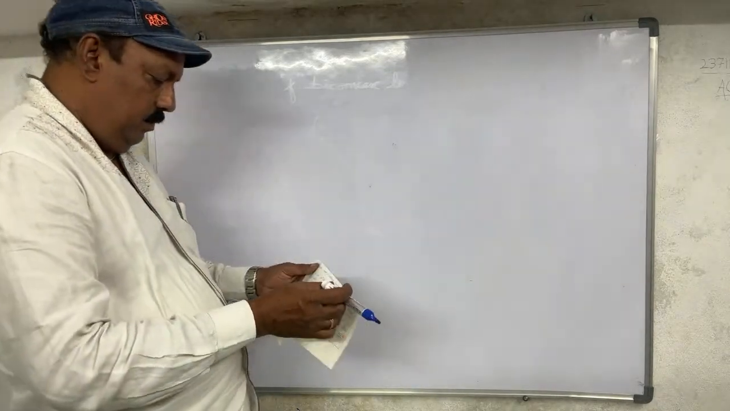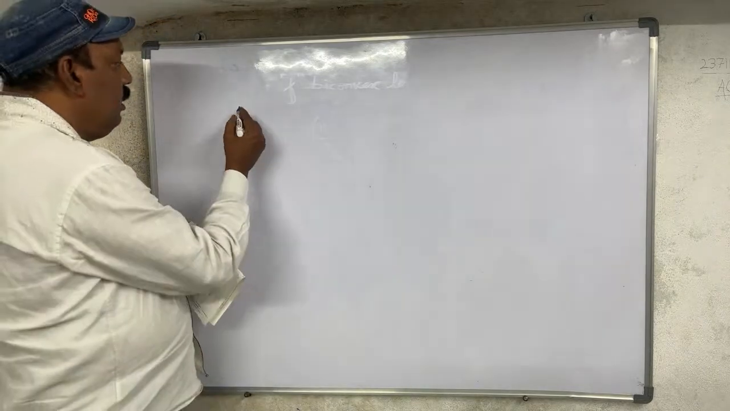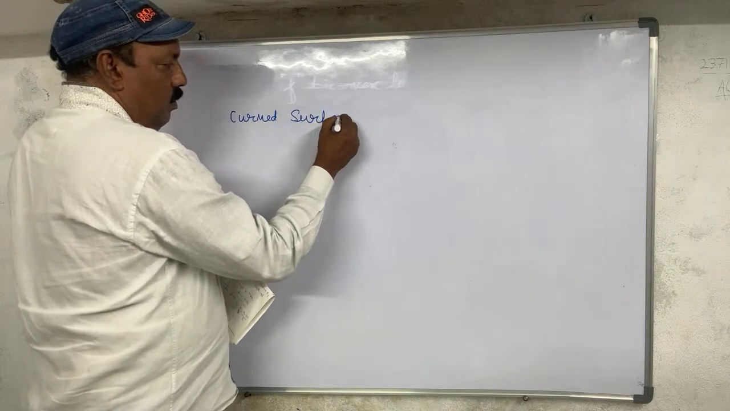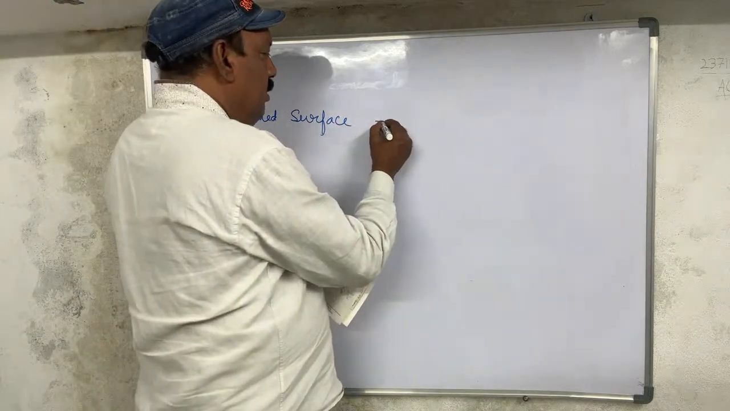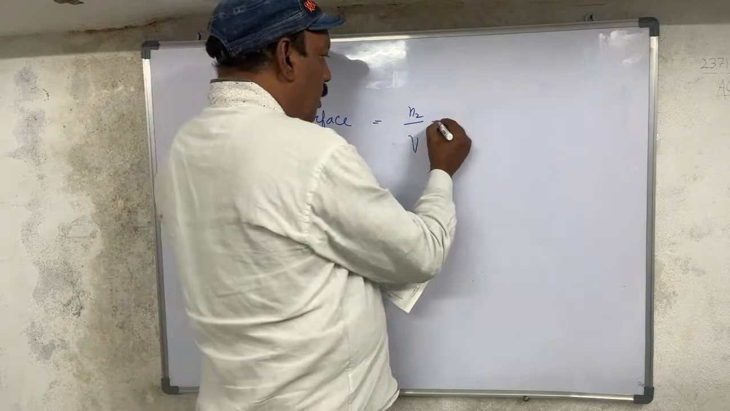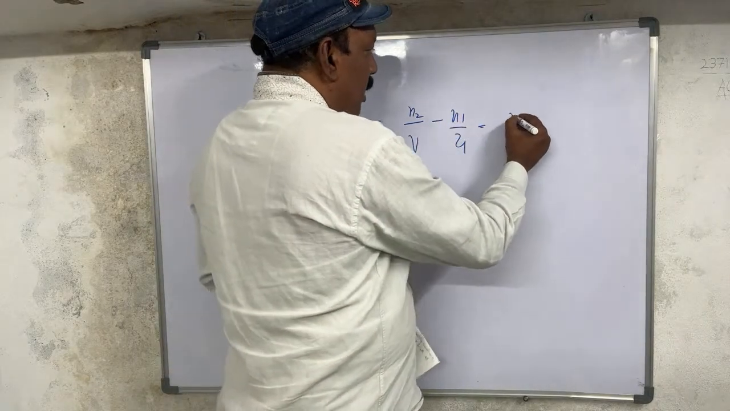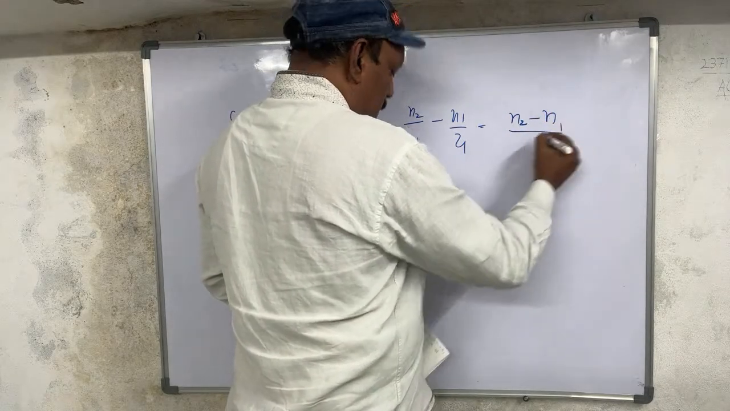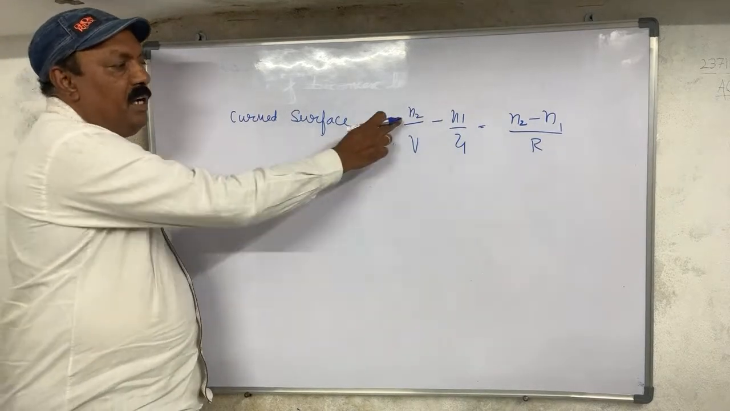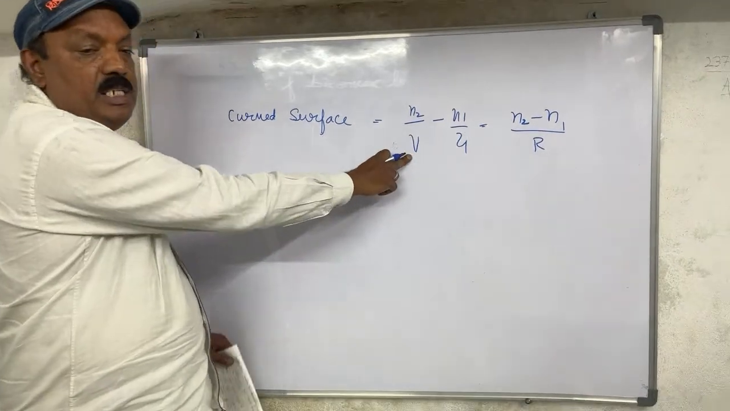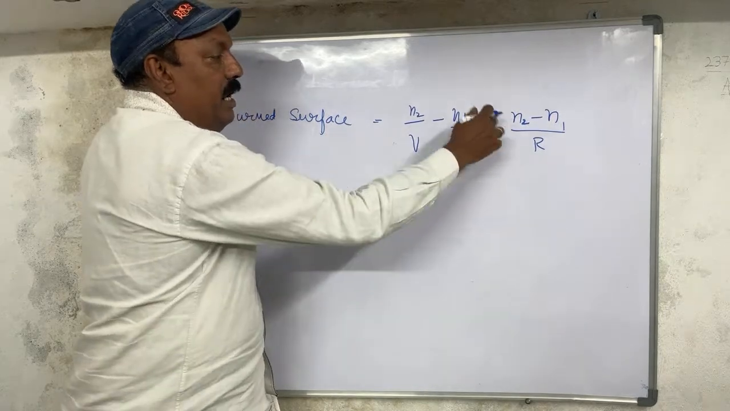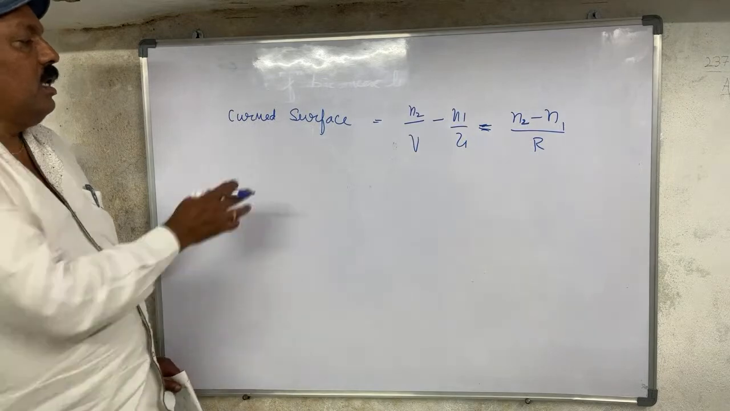Two formulae I am giving here. Note down these two formulae from the point of view of calculations. How to find out for the curved surface? The curved surface formula is N2 by V minus N1 by U equals (N2 minus N1) by R. Here N2 is the refractive index of medium 2 and V is the image distance, N1 is the refractive index of medium 1 and U is the object distance, which equals N2 minus N1 by the radius of curvature. This is called the curved surface formula.